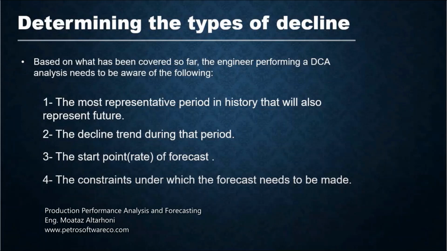And to determine the type of decline, here's the base. After we talked about that, the decline curve analysis needs to focus on these important things. One is the most representative period in history that will also represent the future. That's the first assumption we talked about. And the second point is the decline trend during the period. The starting point: we always have to determine when we start our forecasting of the production, the initial oil rate or gas or water, depending on the phase. And number 4, the constraints under which the forecast needs to be made. Before you generate your forecasting, you have to see the constraints you want to work with. That's the most important recommendation before applying the forecasting to the future.